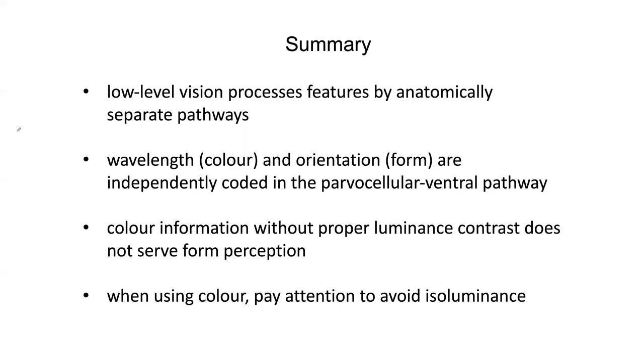We talked about the parallel processes of low-level vision to code for low-level features. We talked about the anatomically separate pathways. We mentioned that wavelength or color and orientation, that is form information, are independently coded in the parvocellular ventral pathway of the brain.